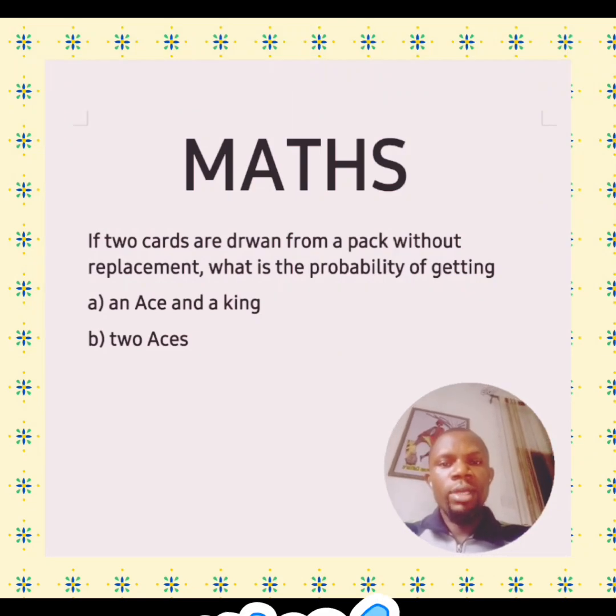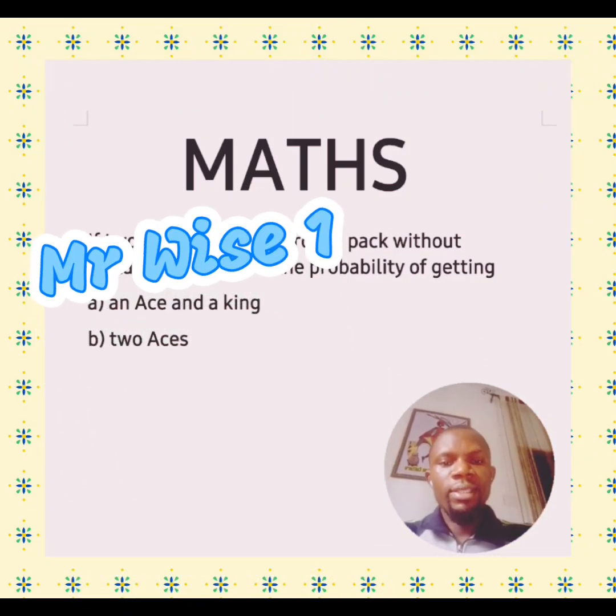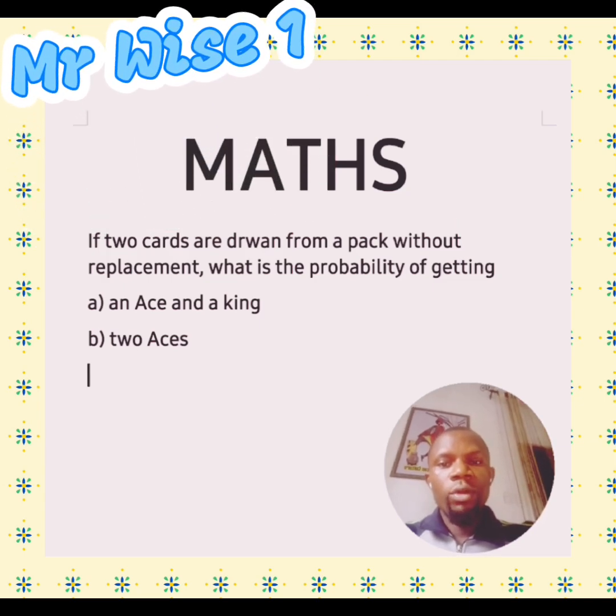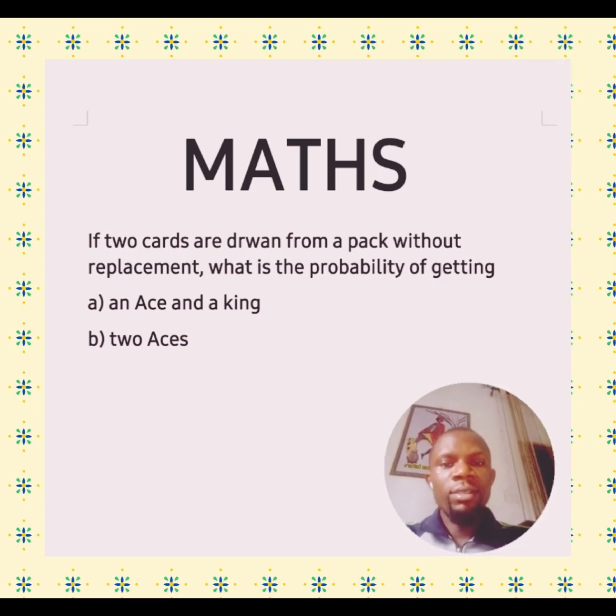I have a problem here with me in mathematics, but it's strictly on probability. Let me quickly go through the question. If two cards are drawn from a pack without replacement, what is the probability of getting A, an ace and a king, B, two aces?